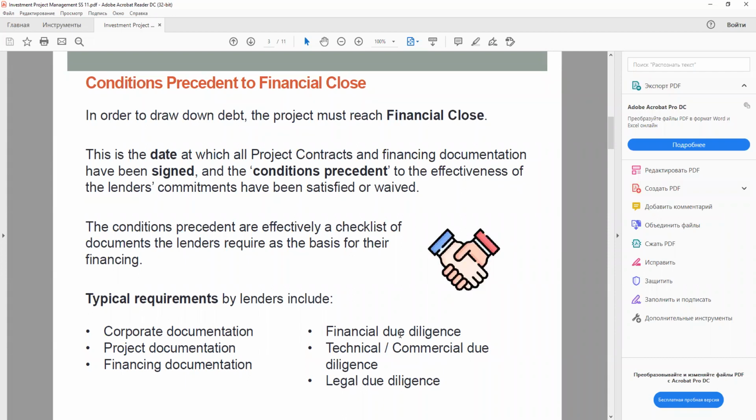Agreeing to CP documentation before signing the financial documents also ensures that no one experiences surprises from issues raised by lenders after the loan has been signed.